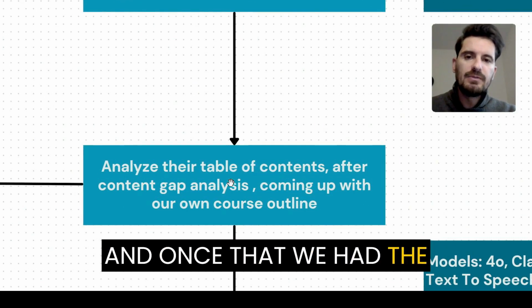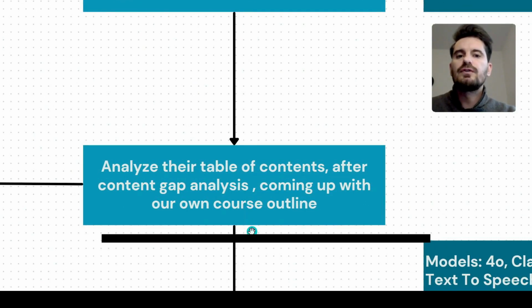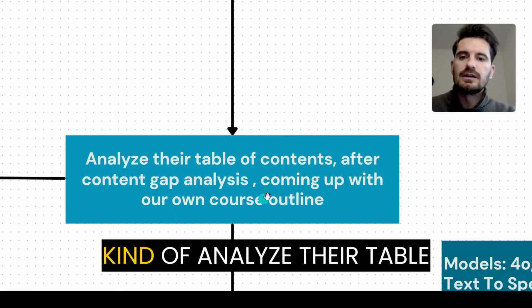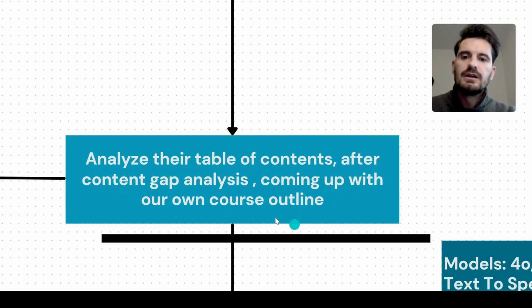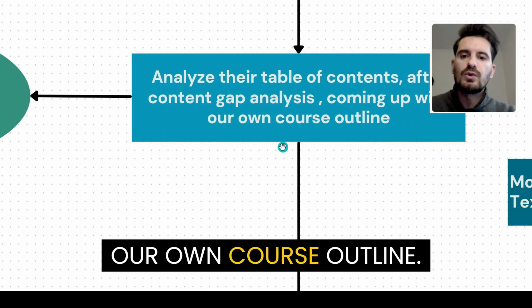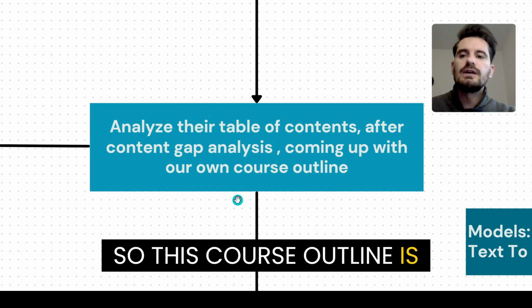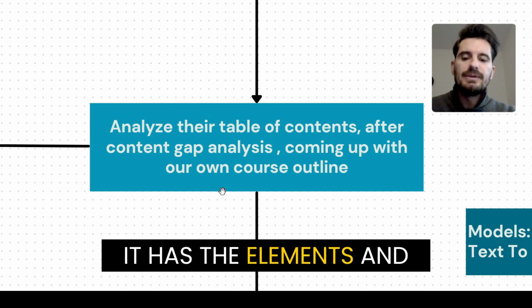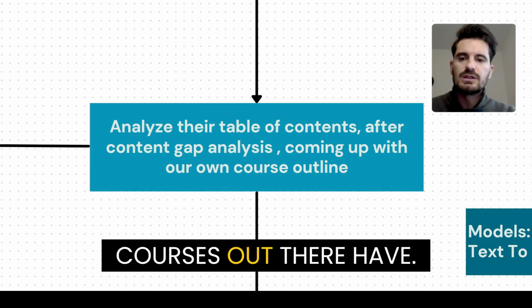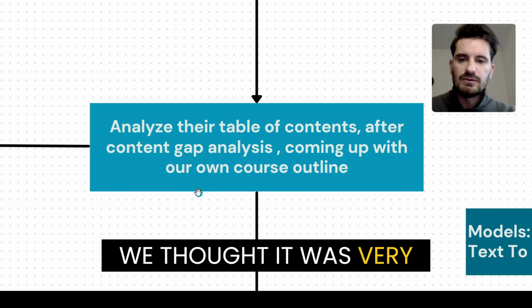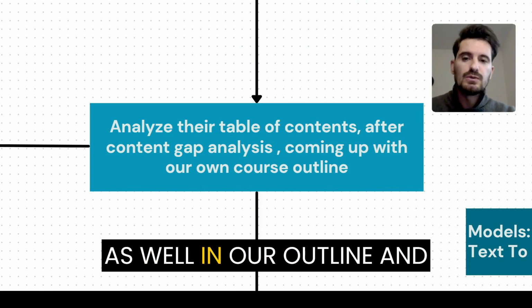And once we had the best top 10, then we grouped them and used AI to analyze their table of contents, do some content gap analysis, and then come up with our own course outline. So this course outline is special for 2 reasons, right? One, it has the elements and the topics that top best courses out there have. So because people like those, we thought it was very important for us to have as well in our outline.